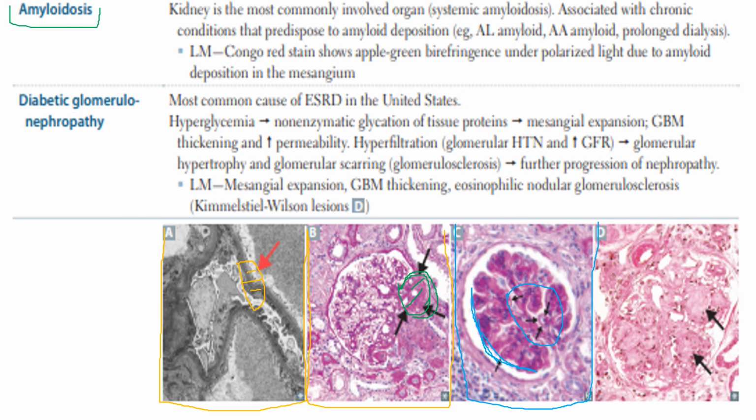Amyloidosis. Kidney is the most commonly involved organ. Systemic amyloidosis is associated with chronic conditions that predispose to amyloid deposition. Example AL amyloid, AA amyloid, prolonged dialysis. In LM, Congo red stain shows apple green birefringence under polarized light due to the amyloid deposition in the mesangium.